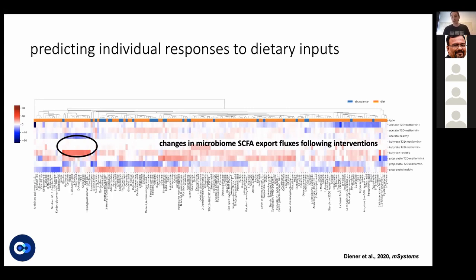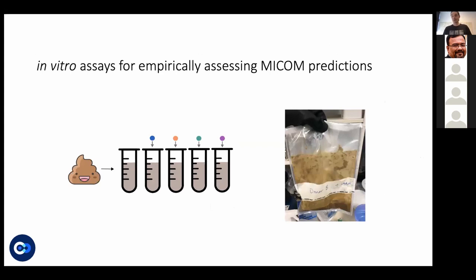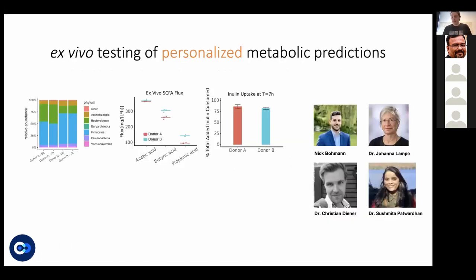How does this actually match reality? Well, we can do experiments. So we can redo our simulation in vitro with these poop soup experiments, where we take someone's poop and homogenize it and add individual components of diet to the homogenate and measure metabolic outputs. We did that for 2 different people, a sort of pilot study. These 2 people, given the same amount of inulin, produce different short-chain fatty acid profiles, no difference in acetate. There is an increased level in donor B of both butyrate and propionate production.